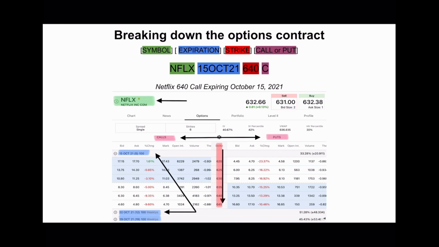So if I want to enter a call contract, I'm going to hit the bid or ask on the left side, and if I want to go for the put, I'm going to hit the bid or ask on the right side. And in blue you'll see the expiration dates, and you can see in parentheses on the chart how many days are left till expiration. So for 15 October, for example, this expires in 5 days. 22 October, it expires in 12 days, and so on and so forth.